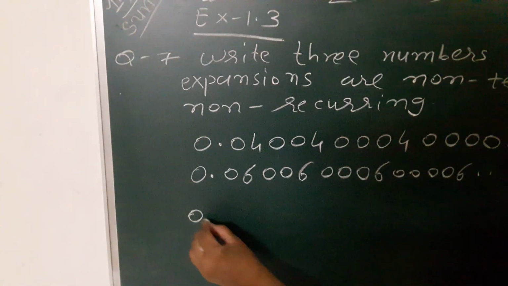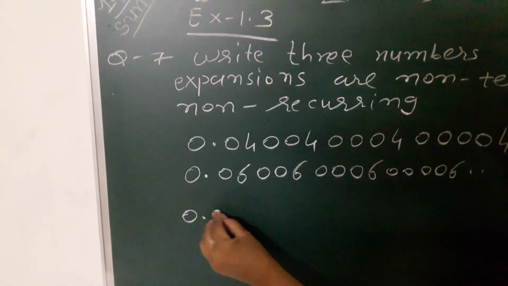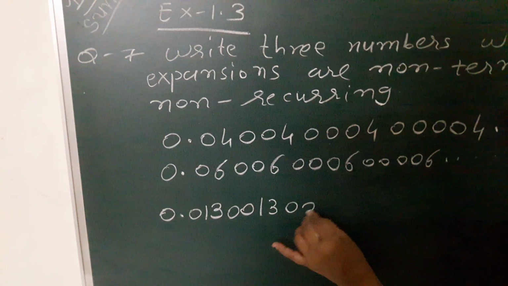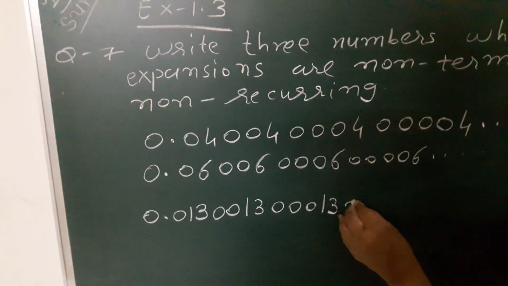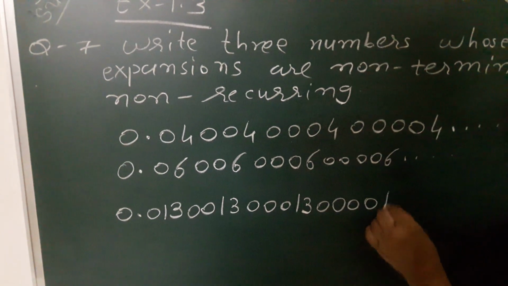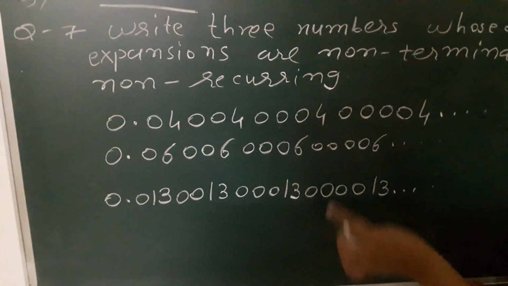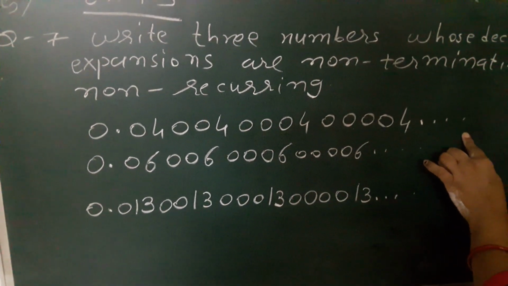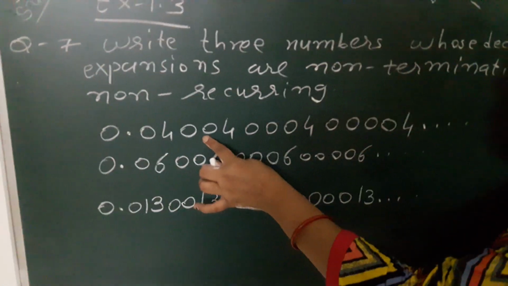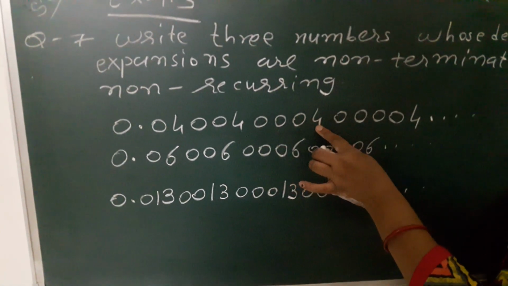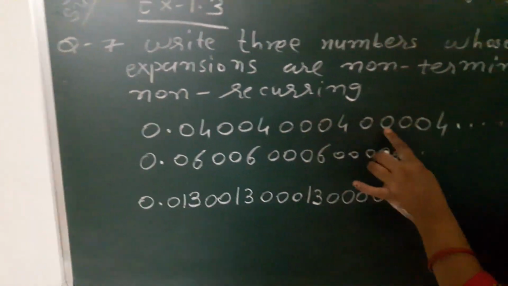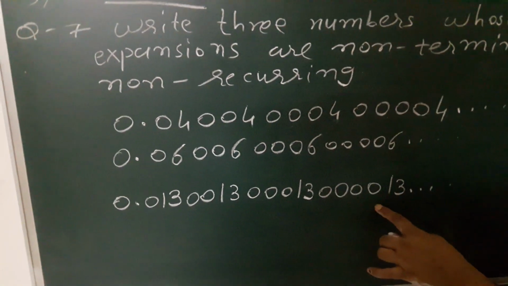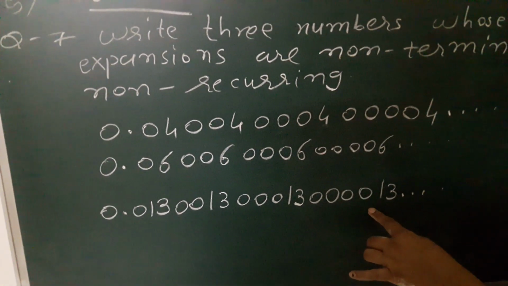If we are taking this type of example, 0.013, 0.0013, 0.013, then 4 times 0.13 to infinite. So these examples are non-terminating, non-recurring, because here 0.4, but here 0.04, here 0.004. That is non-terminating, it has no end, and non-recurring. So these are the examples of non-terminating, non-recurring.